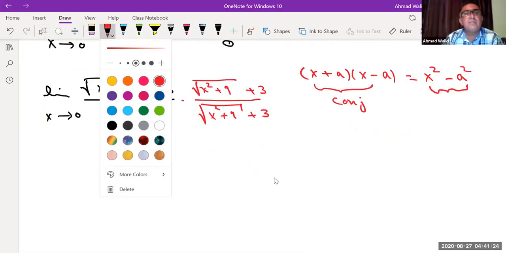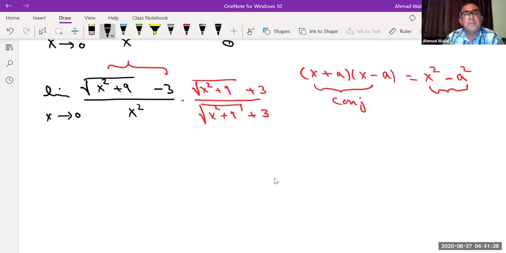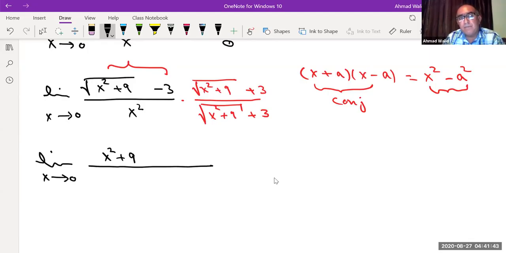Back to black color. Keep the limit symbol, limit as x approaching 0. What is the square root of x squared plus 9 times the square root of x squared plus 9? The square root cancels out. It means you end up with x squared plus 9.